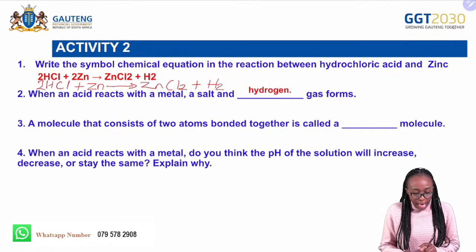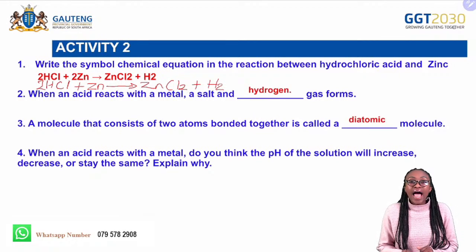And then a molecule that consists of 2 atoms bonded together is called a blank molecule. It is called a diatomic molecule.